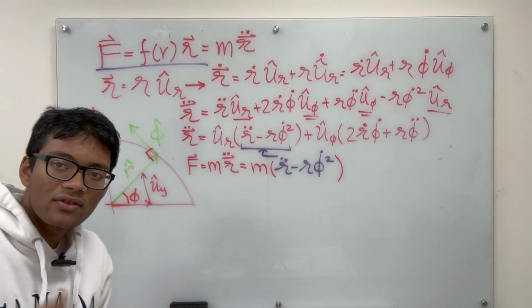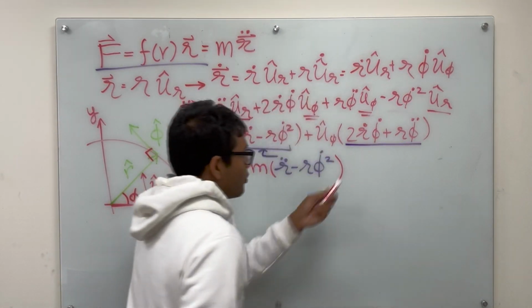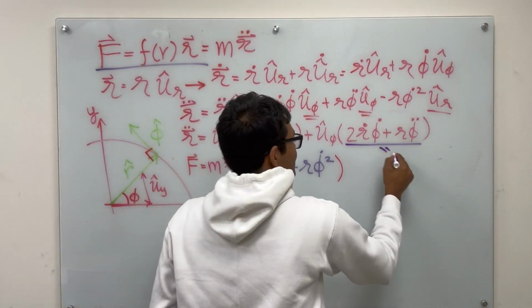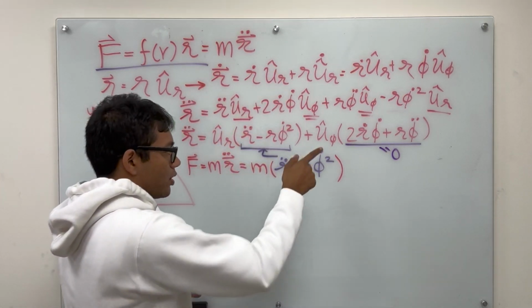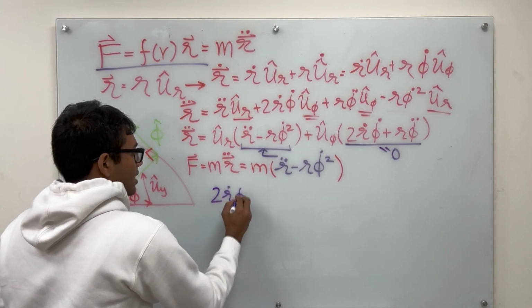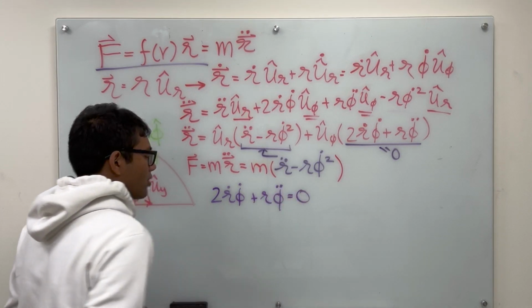But we can actually go a little further than that. Okay, we can exploit what else we found. Now we know that this doesn't correspond to any part of the central force vector, right? So this part has got to be 0. All right, so let's look a little bit more closely at that part. So we have 2 r dot phi dot plus r phi double dot equals 0.